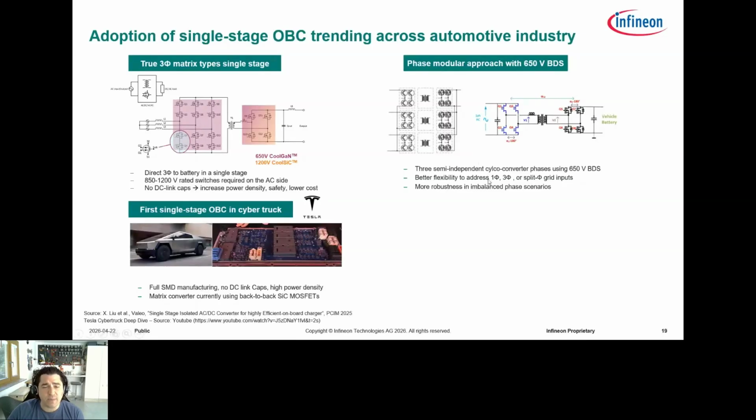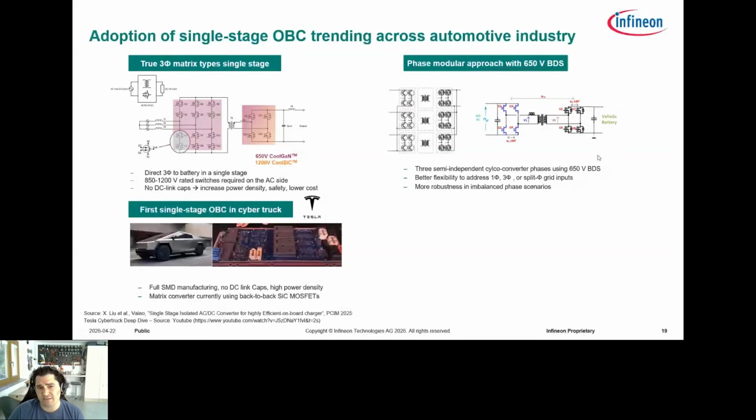And this gives you full flexibility to address single phase. If you want single phase, you can put these three cyclo converters in parallel or just run one. If you want three phase, you use the three phases in a synchronized way, semi-independent, but synchronized by a common controller. Or split phase, you use two phases. So you have quite a lot of flexibility, and you also have robustness in case the three phases from your grid are unbalanced.